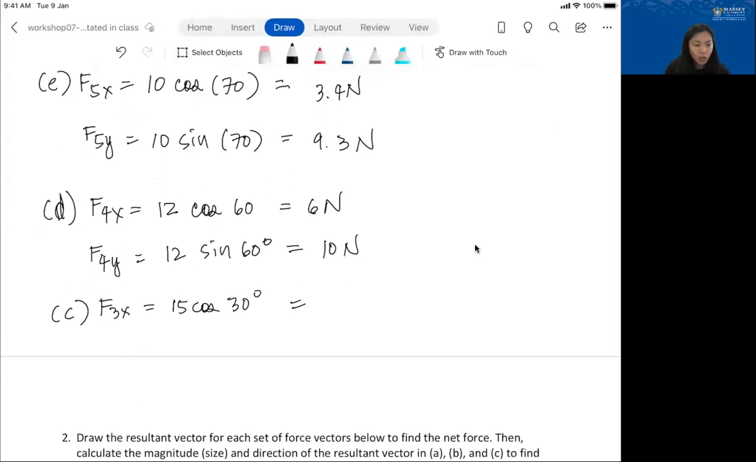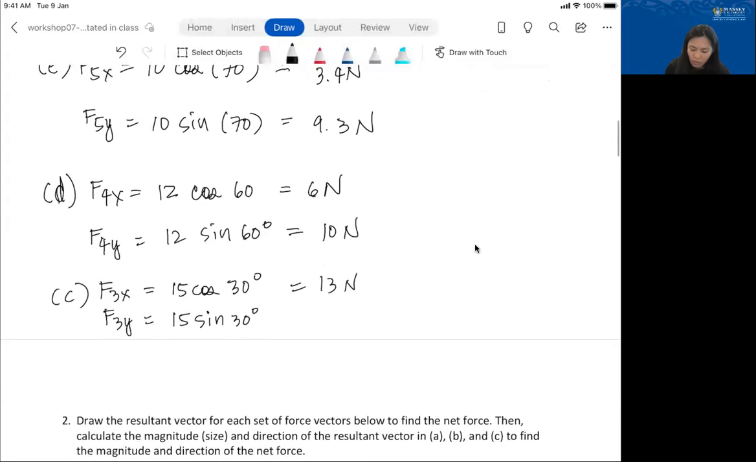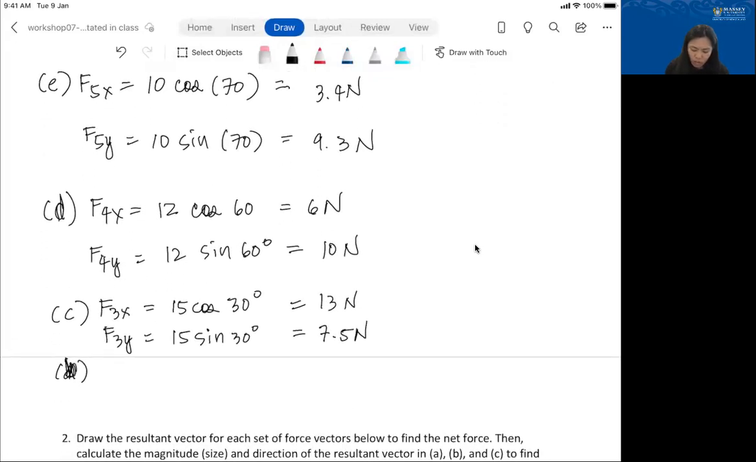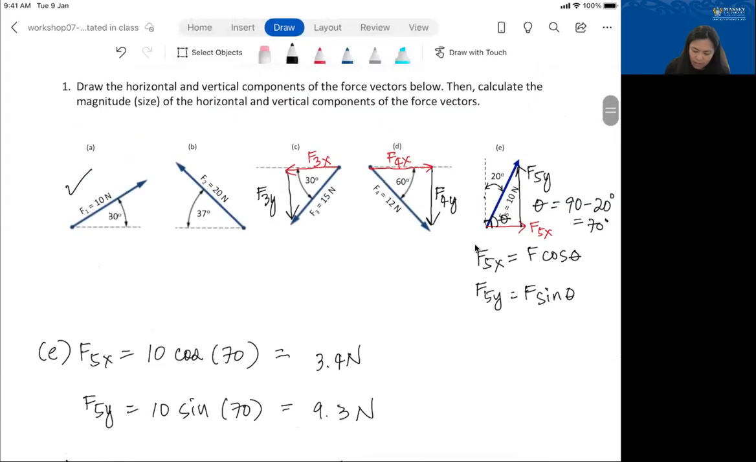And that will give you 13 newtons. And for the y component, you have 15 sine 30 degrees. Notice how it's just either the sine or the cosine that's changing if you're getting the components. That will give you 7.5 newtons. And for question B, it's the same thing.